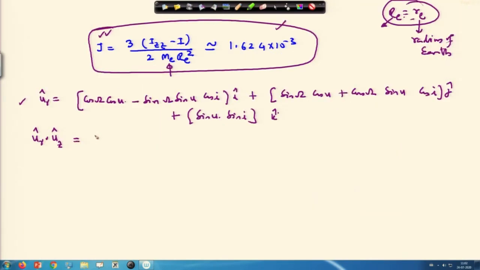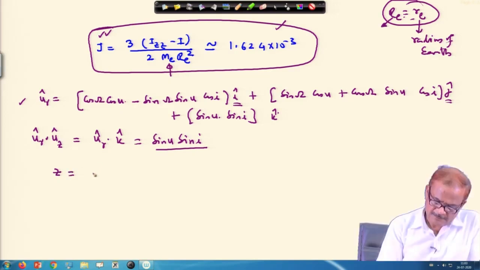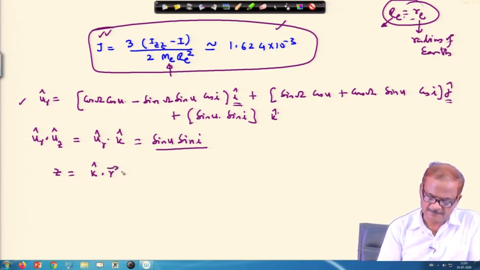So, we just need to take the dot product u_r cap dot k cap, and immediately we see that this dot product will vanish because they are perpendicular to each other, leaving us with sin i sin u times sin I. Besides this we need z by r. The quantity z is nothing but the component of the r vector in the k direction.